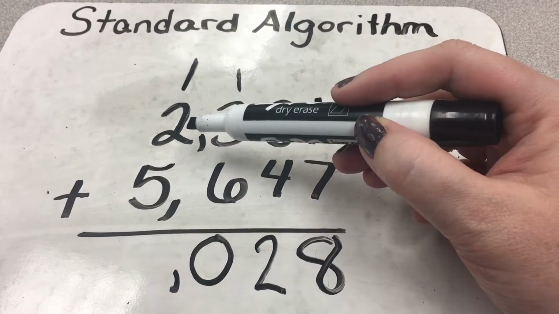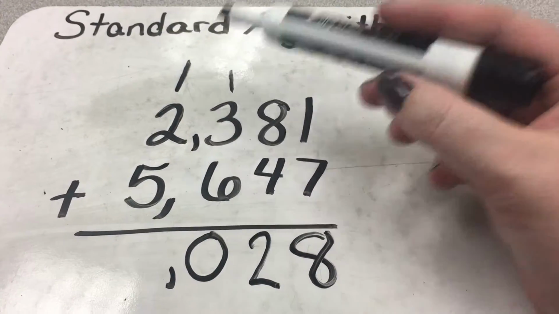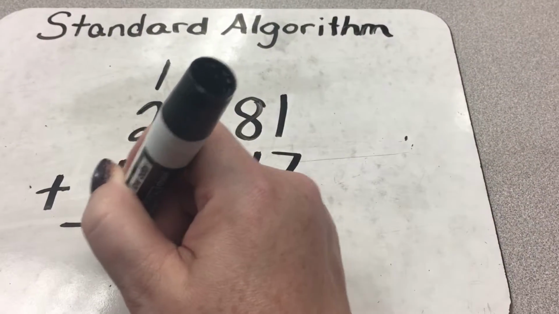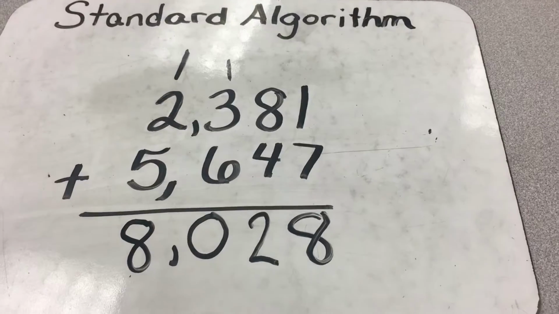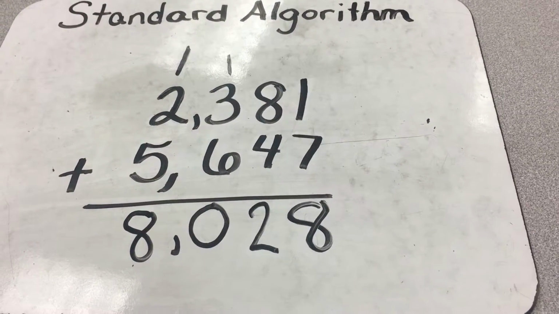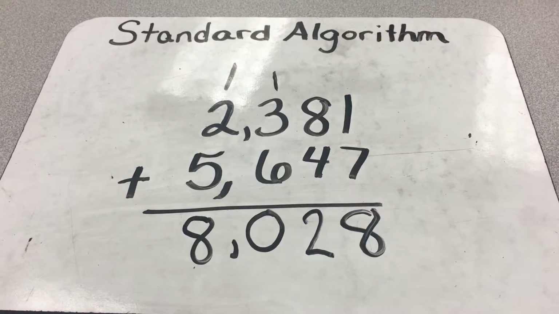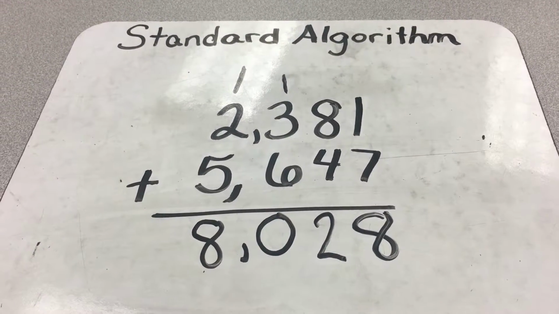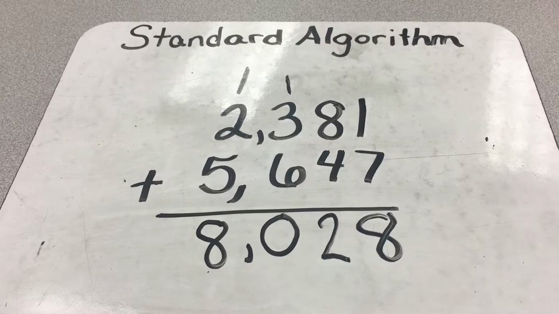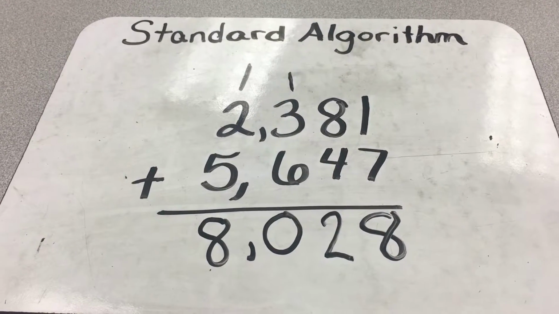5,000 plus 2,000 is 7,000, plus another 1,000 is 8,000. So my final answer is 8,028. Once again, before you move straight into the standard algorithm with your child, please make sure that they understand the steps that are leading up to this.